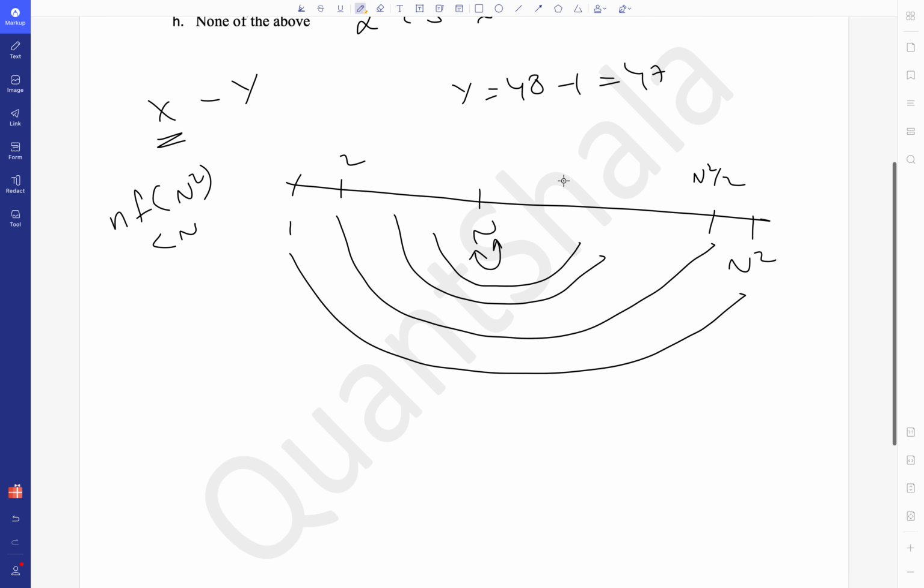For every factor that is on the right of n, you have a factor that is on the left of n. For example, consider this. If there is a factor here, y, which is a factor of n square, there has to be an x here, which is less than n, and you multiply x and y to get n square. So for every factor on the left, you have a factor on the right.